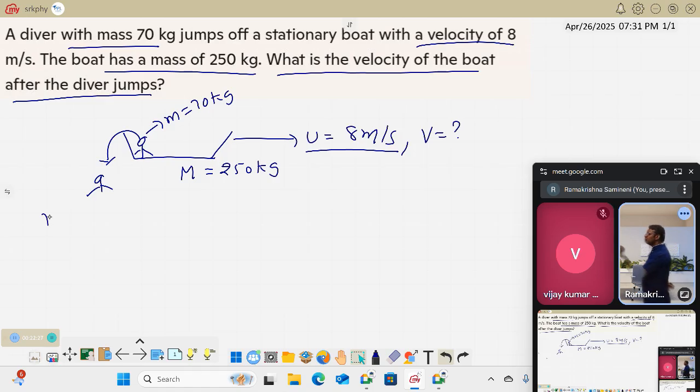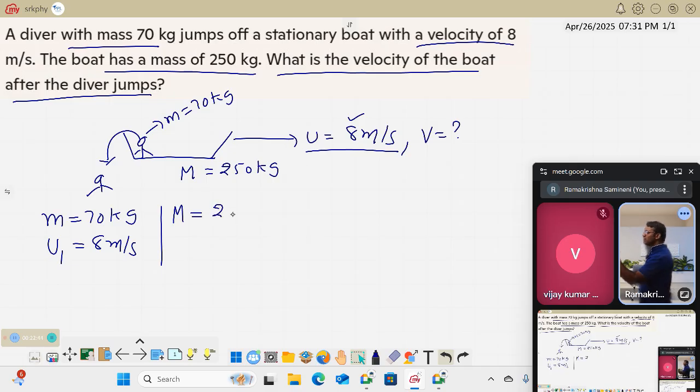What is given? Mass of the driver 70 kg. What is the speed initially? That is, okay, u1 you take it. u1 is equal to 8 meter per second. Next, second, mass of the boat, how much? 250 kg. This is also moving initially at 8, same. That is u2 also same, 8 meter per second.